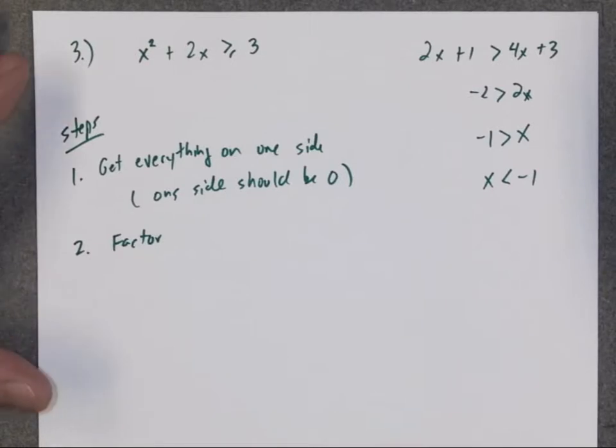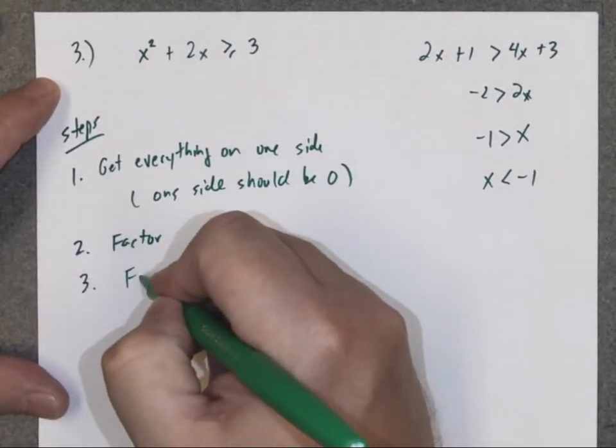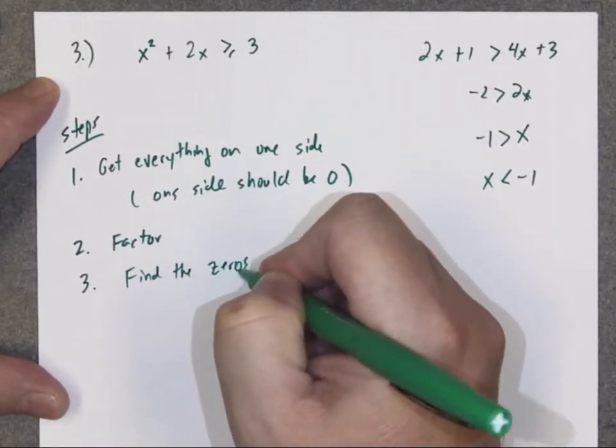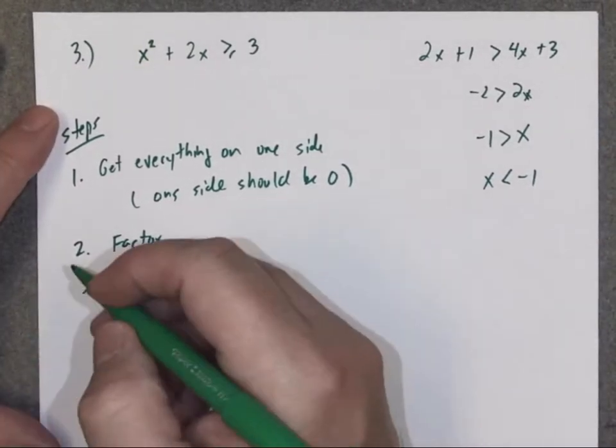So next you factor, and then, now this may not make any sense till we go through it, I'm going to say find the zeros. We're going to take that expression and find the values of x that would cause the whole expression to equal 0. And we'll do some examples of that in a minute.